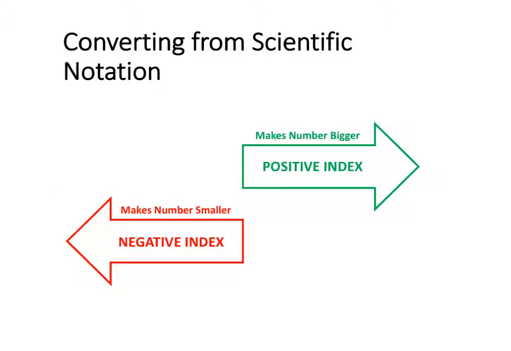Now, when you are converting from scientific notation, the way you move the decimal point in step 1 will depend on whether the power is a positive or a negative index. If it is a positive index, then you're moving the decimal place to the right and you're making the number bigger. If the index is negative, then you're moving the decimal place to the left, which makes the number smaller. So let's have a look at some examples.